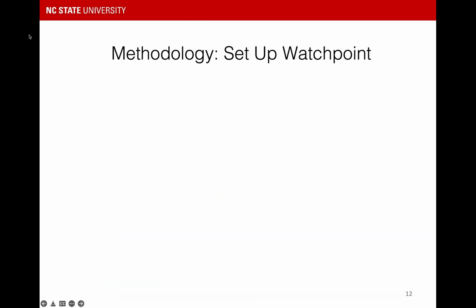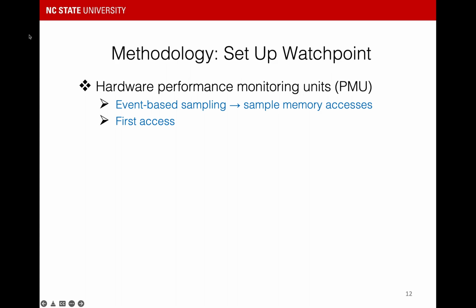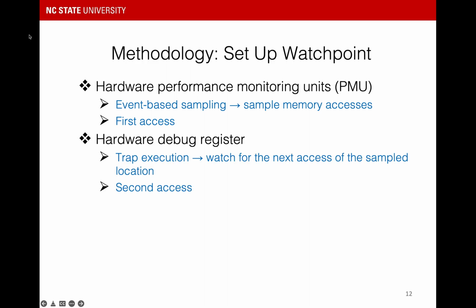In OJXPerf, to monitor consecutive memory access, we combine hardware performance monitoring units and the debug register available in the CPU processors. We use PMU to sample memory access. That's the first access to a memory location. Hardware debug register can trap program execution when a designated address is touched. We use debug register to intercept the next access to the sampled memory location.